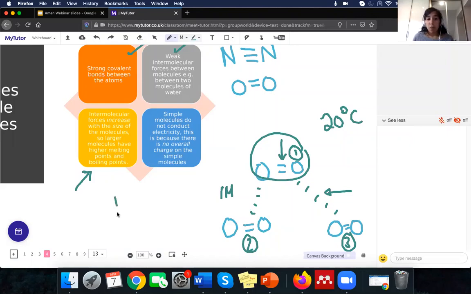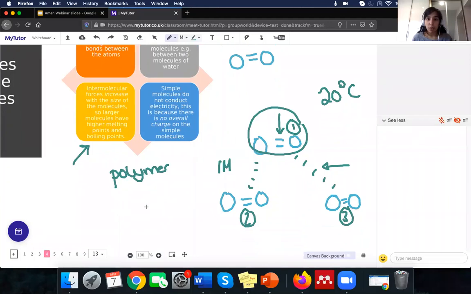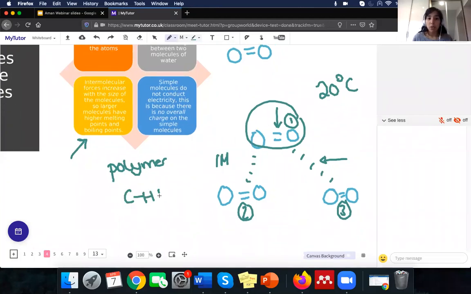If you think about a polymer, polymers are solid at room temperature. They're made of CH bonds, and they can often have lots and lots and lots of CH bonds. And what that means is that they're very, very large molecules. So if they're large molecules, they have high melting and boiling points. And that's why a polymer is a solid at room temperature. So its melting and boiling point must be quite high, because at room temperature, at 20 degrees, it hasn't yet melted into a liquid or boiled into a gas. Whereas oxygen, which is a very small molecule, is a gas at room temperature.